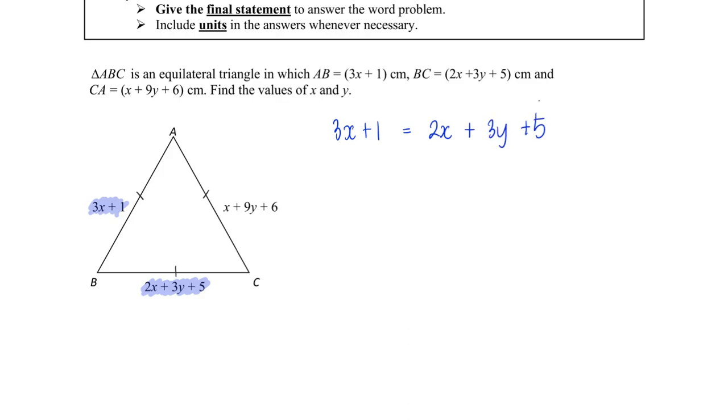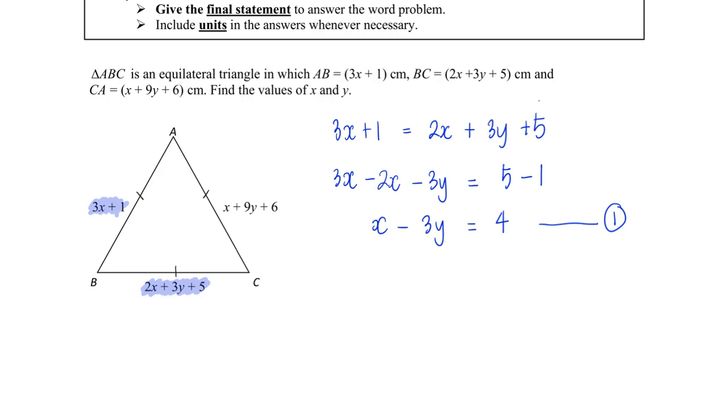And from here, I can do some simplification. Minus 2x on both sides, minus 3y on both sides, and minus 1 on both sides. This will eventually lead to x minus 3y equals 4. I got my first equation.